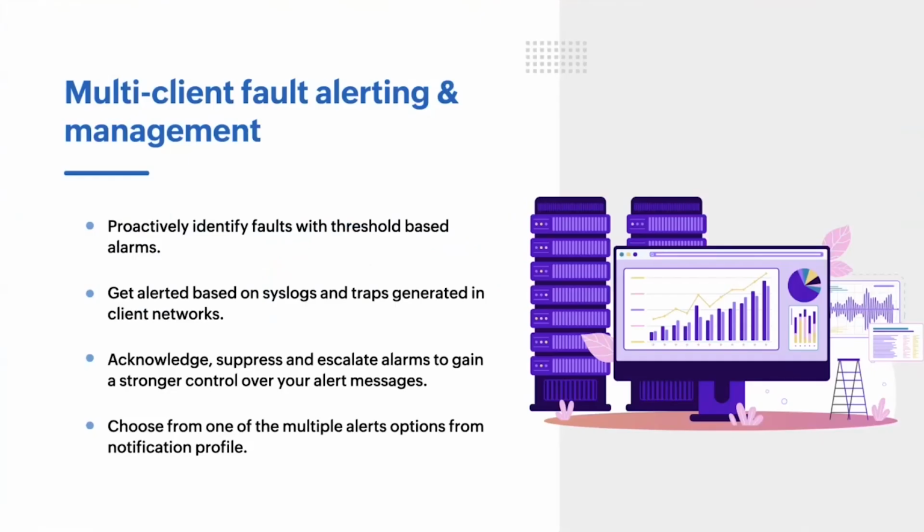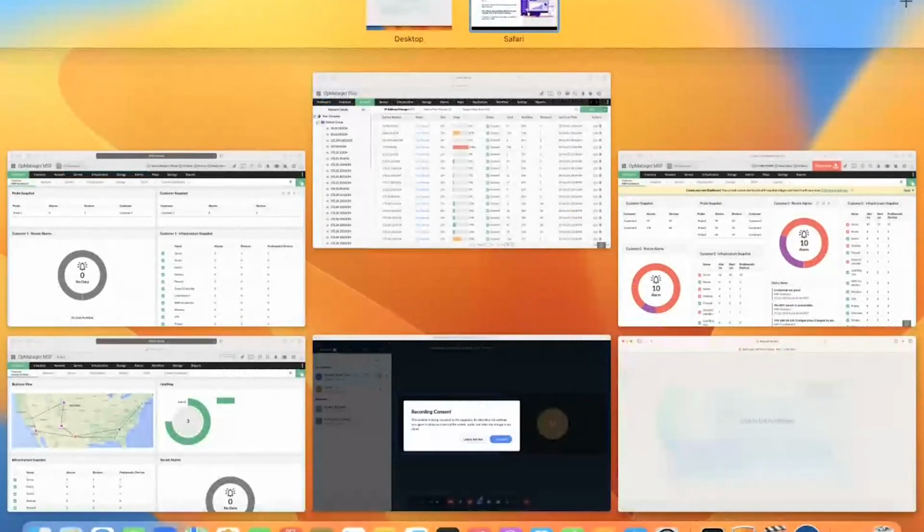With OpManager MSP, you can proactively identify any faults in your client's network with threshold-based alarms. Threshold can be set by two methods. One is by doing it manually, where you can set thresholds for a particular metric, let's say CPU utilization, for one device or for multiple devices at the same time. The other method is adaptive threshold, where OpManager MSP will learn the data patterns and raise alerts based on the same. And all you need to do is simply enable the feature. So let's go to the UI and check out this feature quickly.